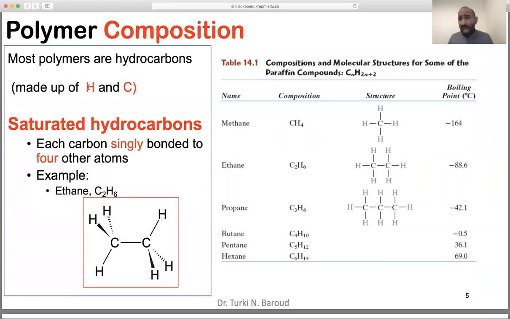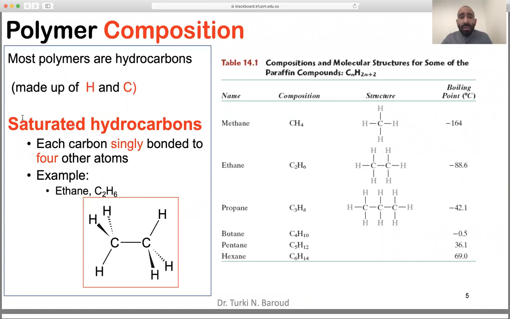Now, as you remember, carbon prefers to be bonded to four other atoms, because it has 8 electrons, and then it's going to keep 4 for itself, and the other 4 electrons are available for bonding with other atoms.